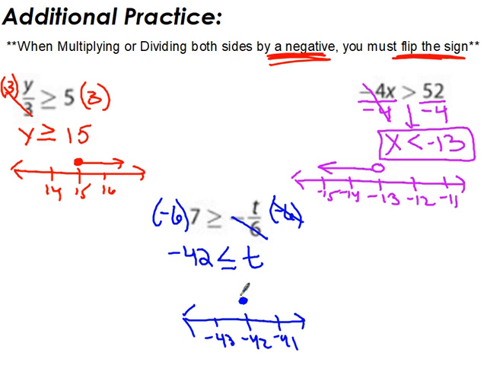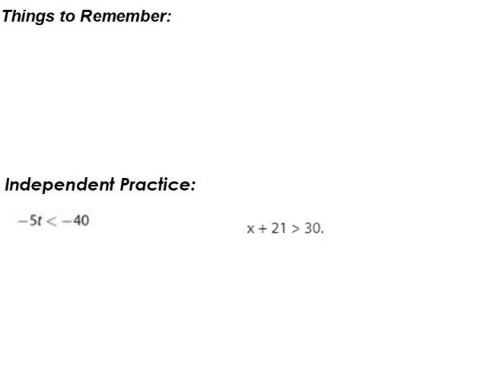Okay, that's it. So things to remember. Let's talk about our rule. Flip the sign when multiplying or dividing by a negative, both sides.